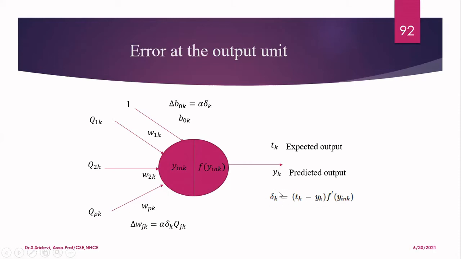This delta k only you have to back propagate to the previous layer. So this is very important, guys. Delta k, how we are calculating: T_k minus Y_k is the error. That error we are going to multiply with the derivative of the activation function output. So then we will be sending this.